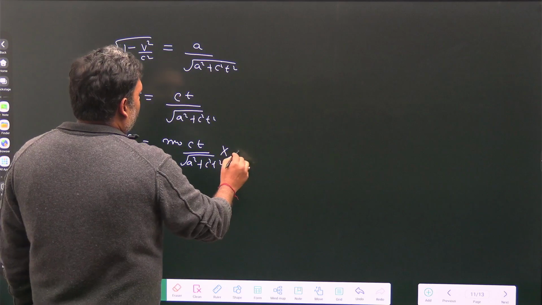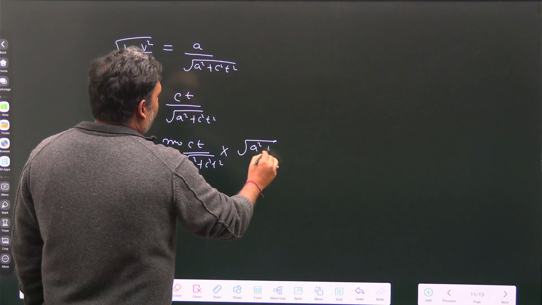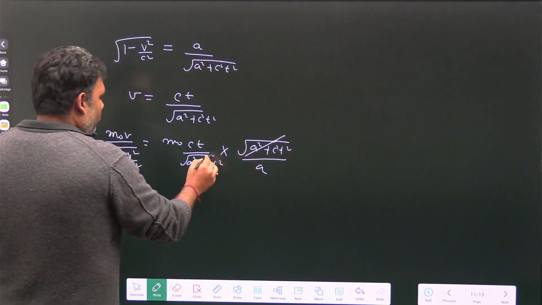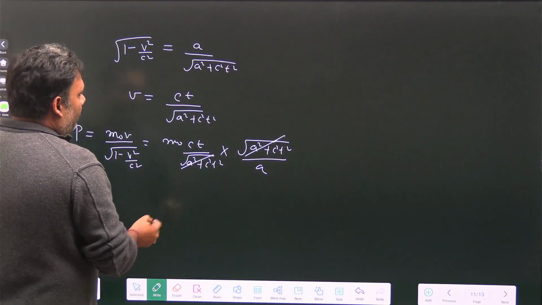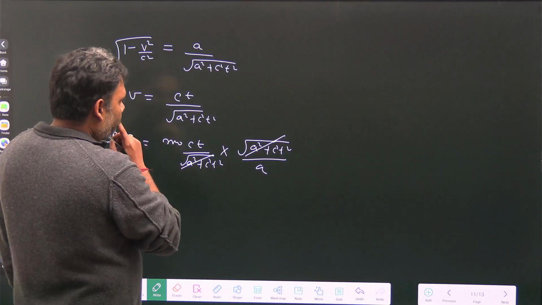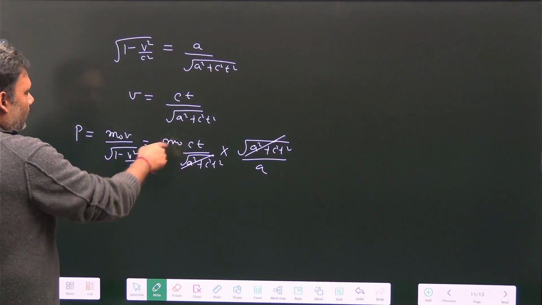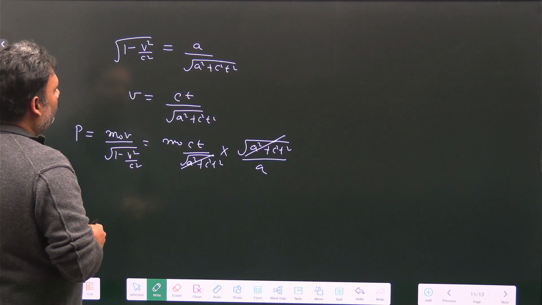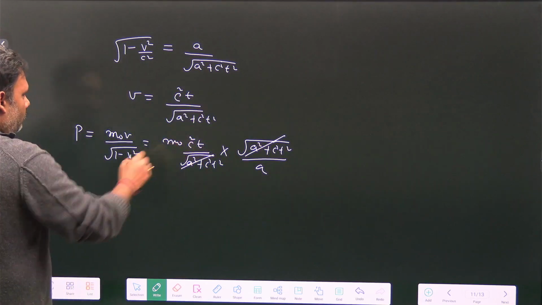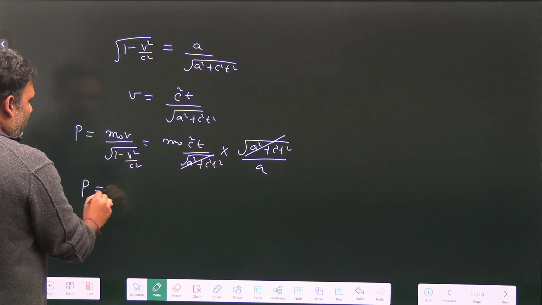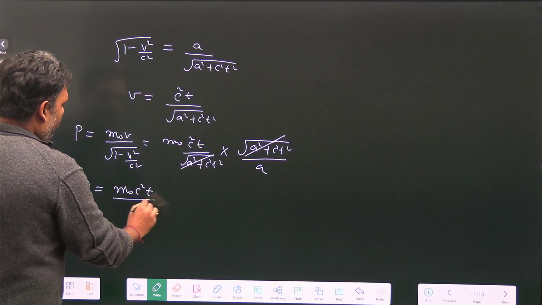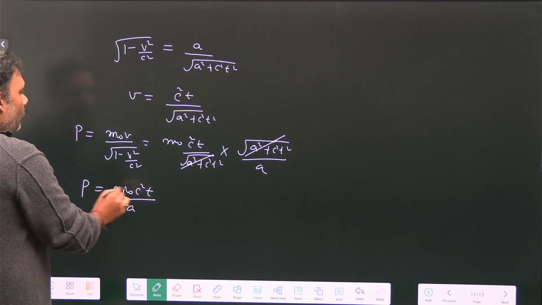So this value is equal to root under a square plus c square t square upon a, and these two things will cancel out. So this value is m naught and this value is c square, so this is m naught c square t. So this p is equal to m naught c square t upon a. So this is your momentum actually.